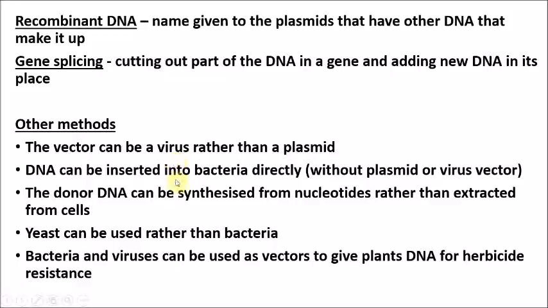So the other methods, basically, you can use a virus rather than a plasmid to be the vector. So you put the virus into the bacteria, or you could just insert the DNA directly without using the plasmid or the virus. Or also, the donor DNA from the human, you could just make it rather than taking it from the cells of a human. You could just make it using nucleotides and fix them together. You could use yeast rather than bacteria.